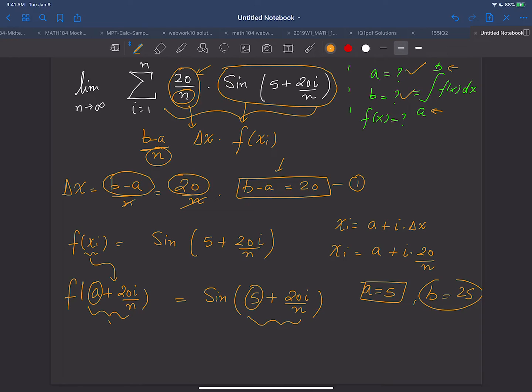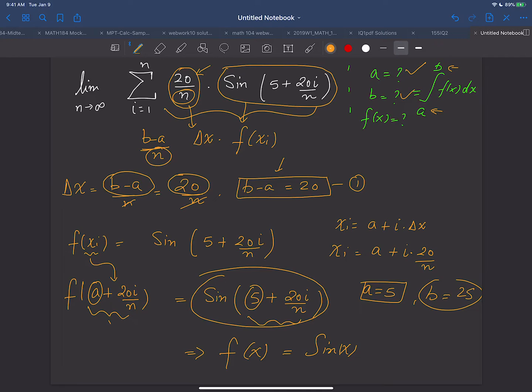Now the next thing is to figure out f of x, right? So you've got to think in a reverse way. You're given this piece. You've got to think of it in this way: I had a plus 20i over n that was plugged inside a function, because a plus 20i over n was plugged inside f, right? And you got sine of 5 plus 20i over n. So what would have been the function that got you here? And the answer here, as I was trying to explain, is very easy. The f of x is nothing but sine x.